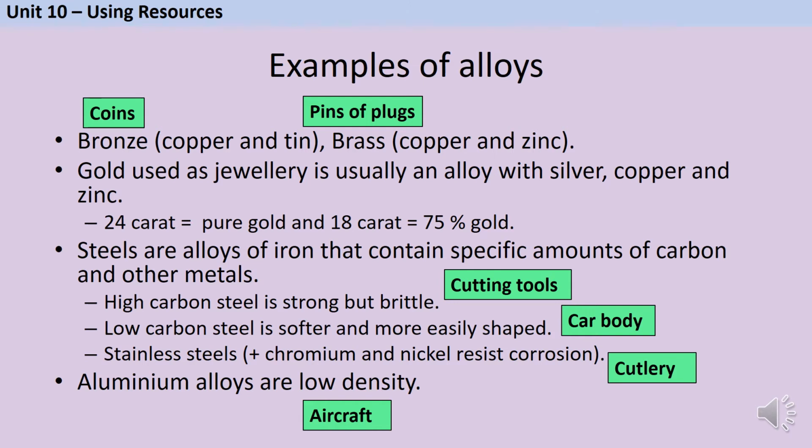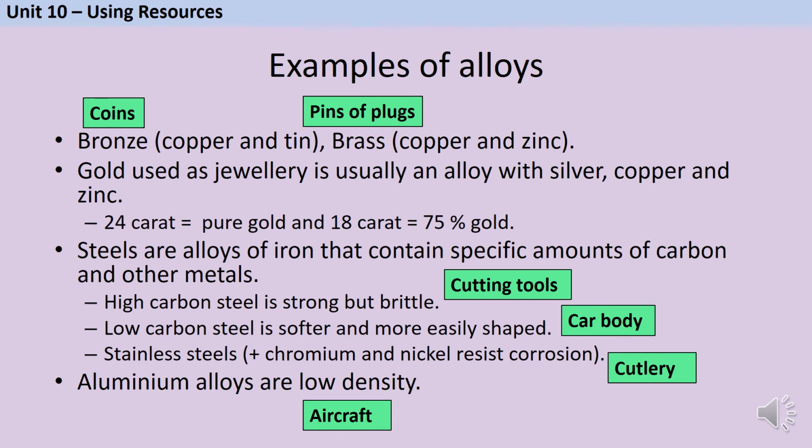We assess the purity of gold using something called the carat system. So 24 karat gold is pure gold, and then anything else you can work out as a percentage based on that. So 18 is 75% of 24, and therefore 18 karat gold is 75% gold, and the other 25% will be these other metals like silver and copper and zinc.